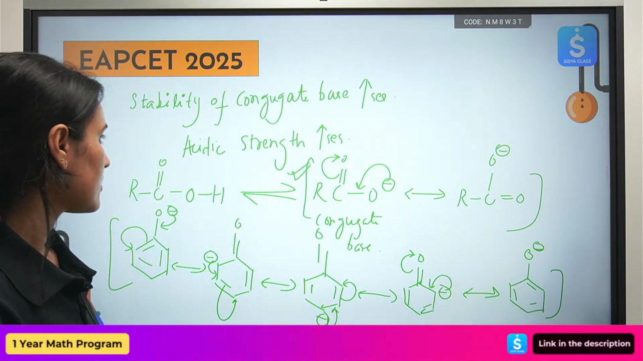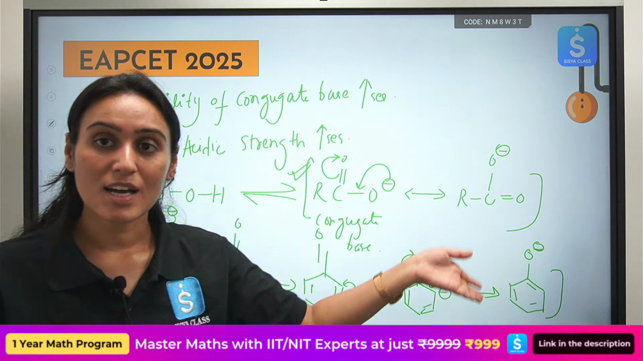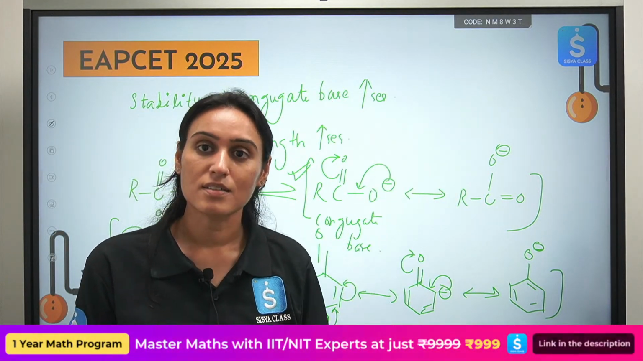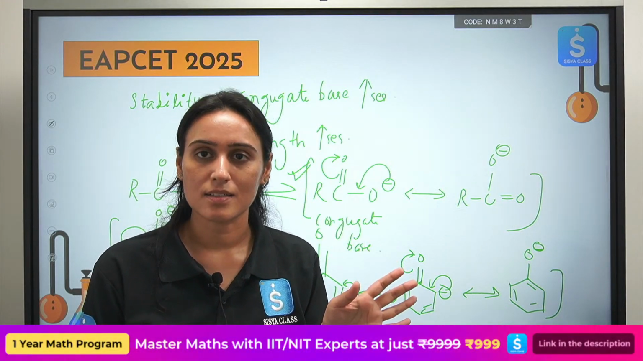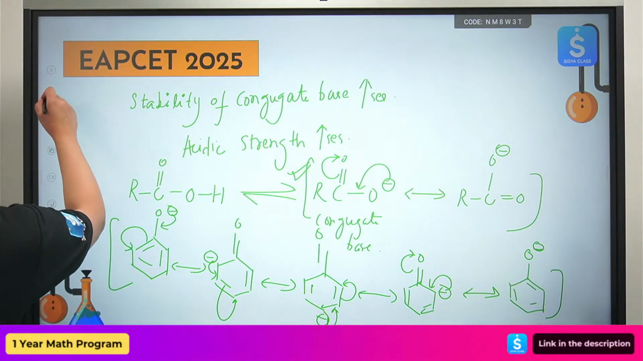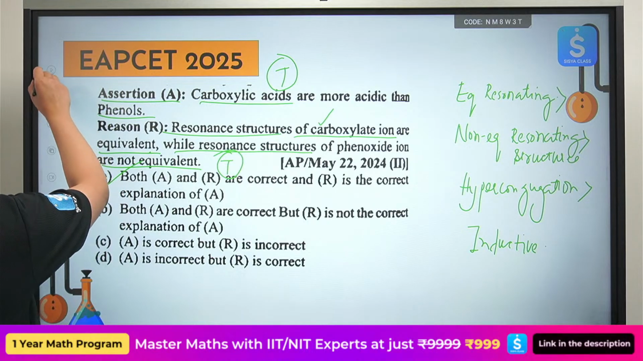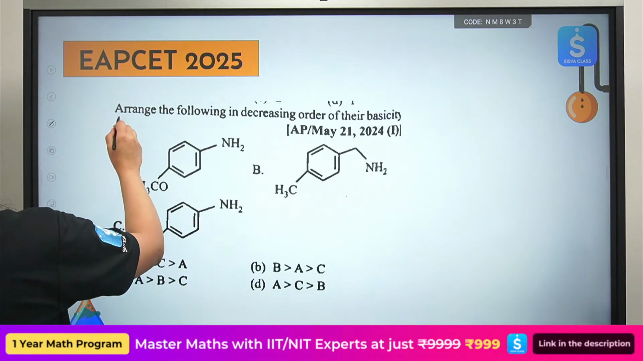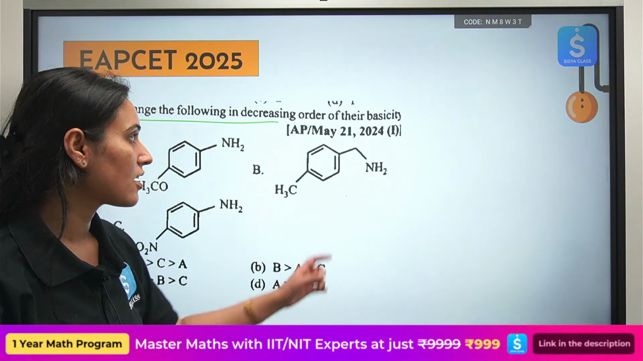Okay. So I hope this is clear, and note this down, remember it, at least the order. You have to remember, you have to apply that. Okay. So this one is correct. Let's see the next question. You have to arrange the following in decreasing order of their basicity.